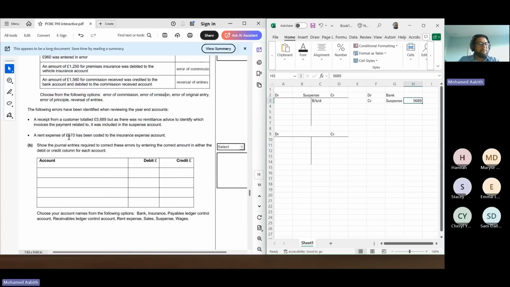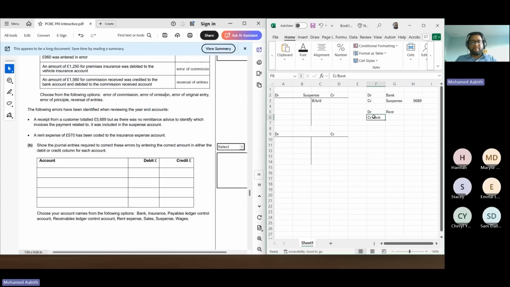The rent expense of £575 coded to the insurance expense account. So in this scenario, this is an error of commission. Why? Instead of going to rent expense, we put it into the insurance expense. So we need to remove it from this account and enter it into the rent expense account. The entry is supposed to be entered this way: debit rent, credit bank.